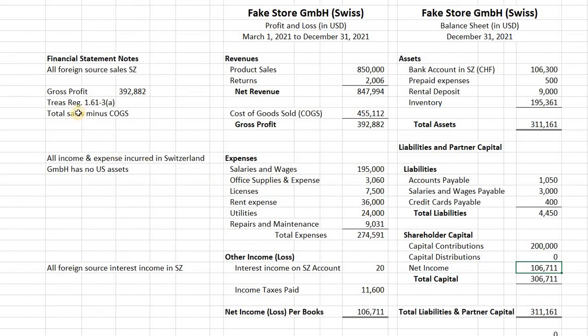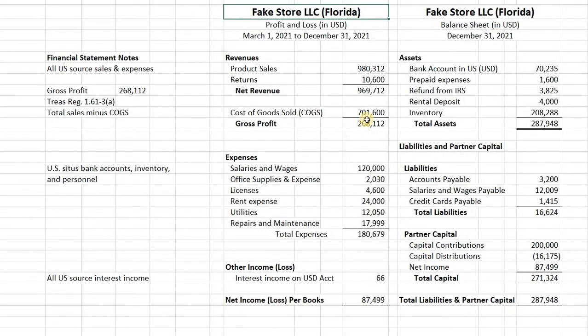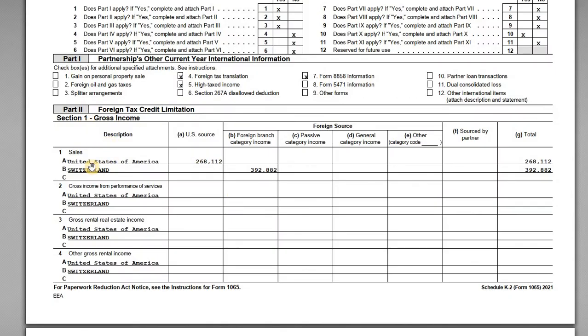That's gross receipts. Gross income under the code and treasury regs is actually your total receipts net of cost of goods sold. So if you look at treasury regs section 1.61-3A, that's where they define it. So total sales minus cost of goods sold is your gross income for purposes of computing your business taxes. So our gross income at the Swiss level, 392,882, and our gross income in Florida at the U.S. level, 268,112. That is why when we see Part 2, Section 1 here, and we're talking about gross income, we see those balances in the appropriate column, right?